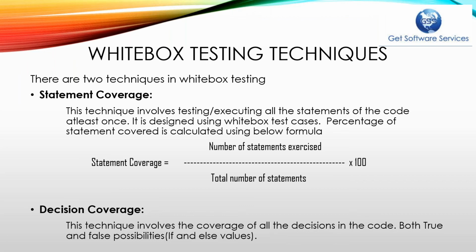So I will have two decisions to cover: age greater than 23, age less than 23. So I'll need two test cases to cover this decision. So that is decision coverage. Here, based on the lines of code, statement coverage and decision coverage is done. Statement coverage will ensure that all the statements in the code are tested. Decision coverage will ensure that both if and else conditions are covered. And both are white box testing techniques.